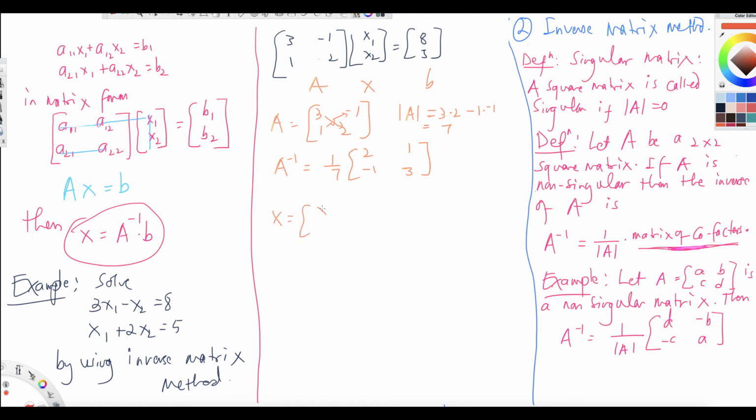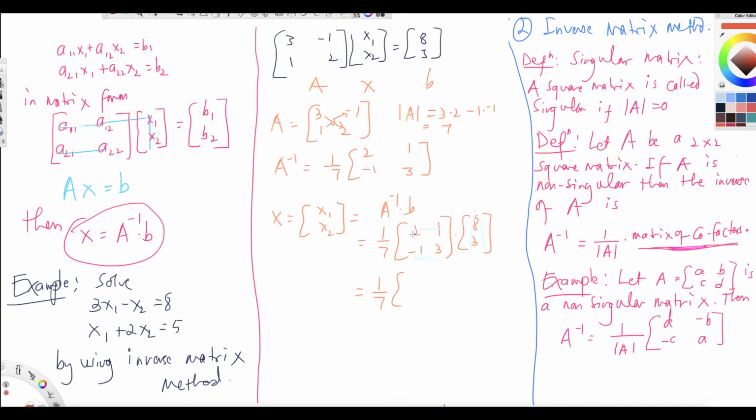Now what you want to find is X, which is x1 comma x2, equals A inverse times B. A inverse is 1 over 7 times 2, 1, -1, 3, times B, which is 8, 3. You see that? So 1 over 7 we keep. Now I want to multiply these two matrices. If you are multiplying, how do you multiply? You multiply the first row with that column and write it on the top. Similarly, the second row with that column and write it on the second.